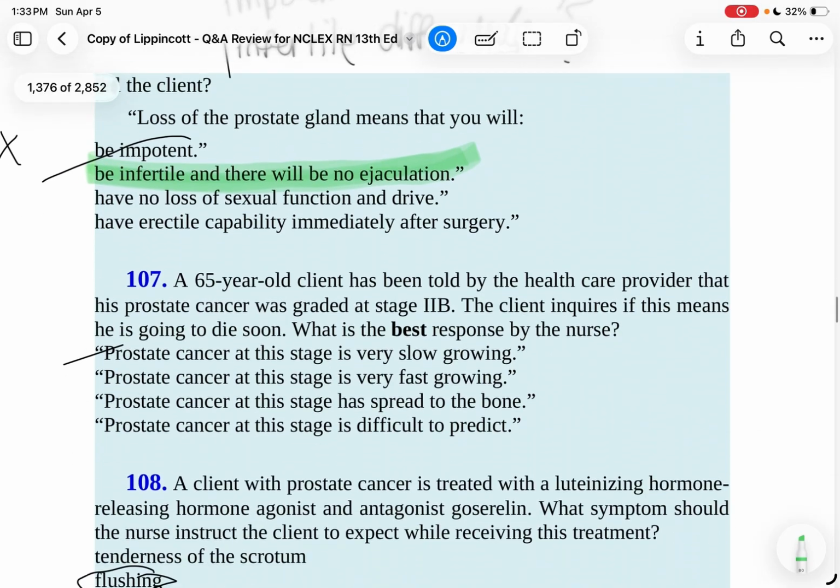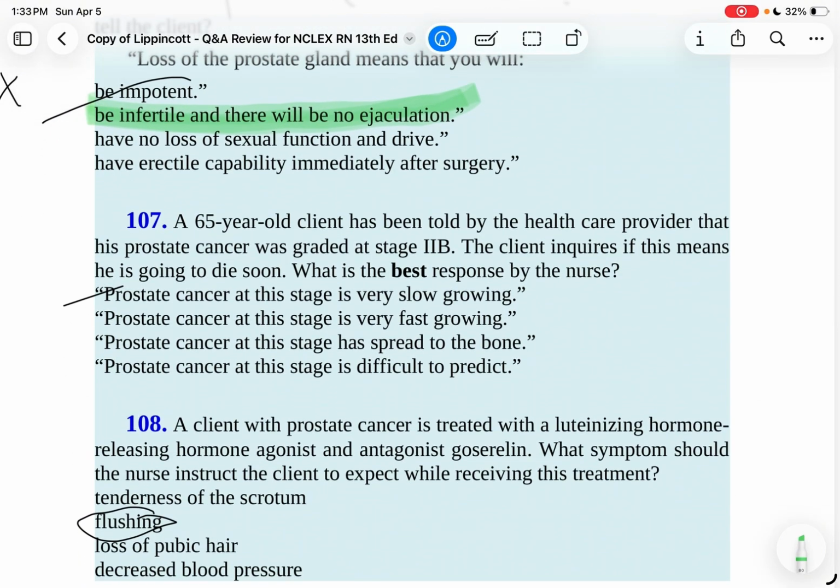The 65-year-old client has been told by the healthcare provider that his prostate cancer is stage B, which means the cancer at this stage is very slow growing. So, okay lang. Slow growing na siya, guys.